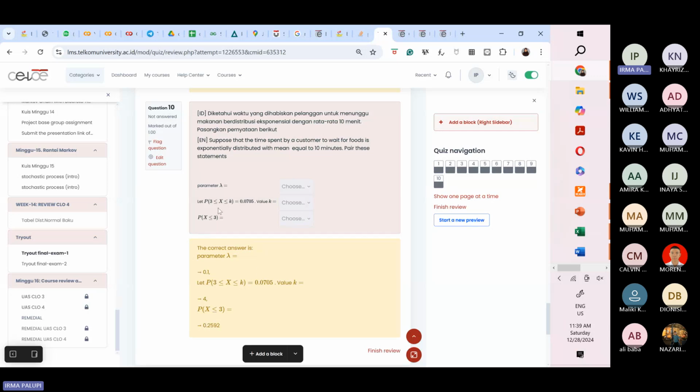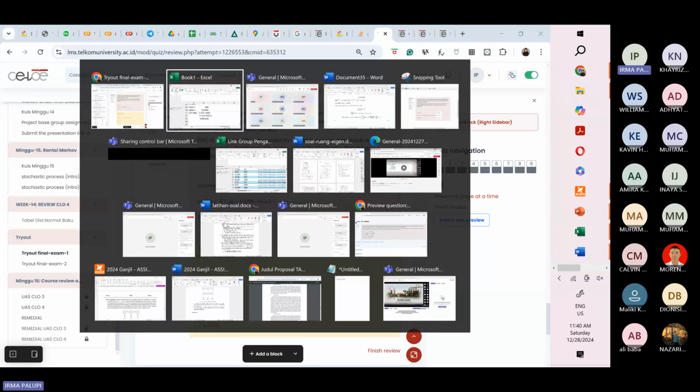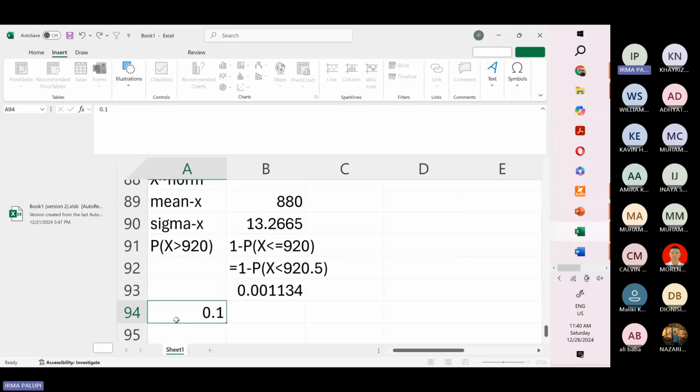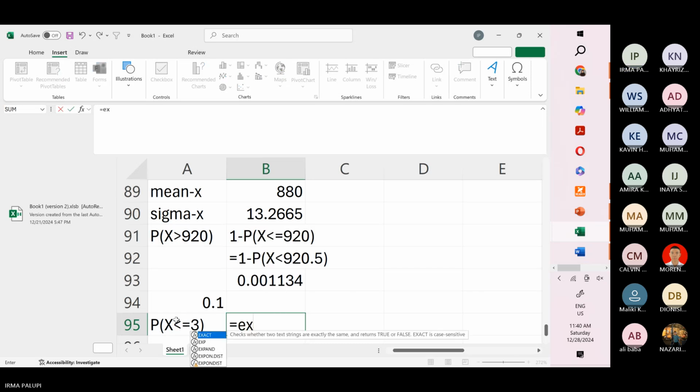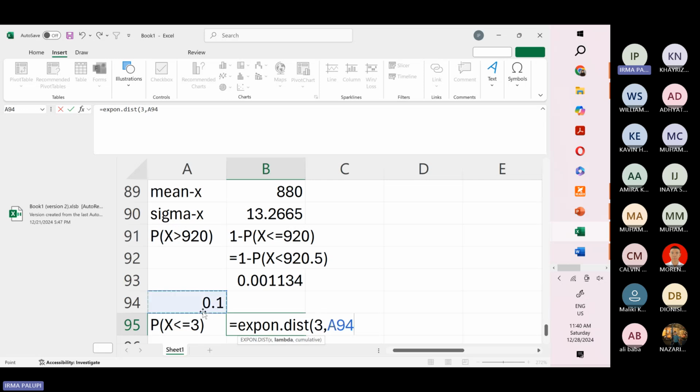So 0.1. And for the probability, we need to find what k is such that this is satisfied. You need to know what the exponential distribution function looks like. I think we can compute this part by Excel. X less than or equal to 3. So we get 0.1 for lambda, and we want to find P(X less than or equal to 3). Since exponential is a continuous random variable, equals and not equal is the same thing, right? So this is for x, and lambda is this one, right?